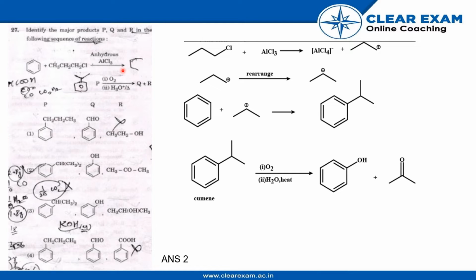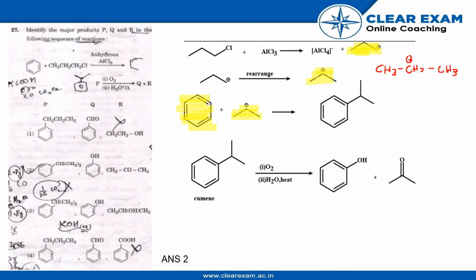So here a carbocation is formed. As we can see here, a carbocation is formed, and this carbocation on rearranging will become like this, and the formula for this is CH3CH(+)CH3. So this will be formed, and in the question, benzene is reacted with this carbocation.